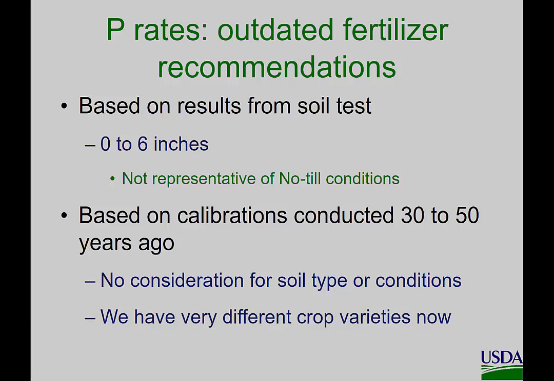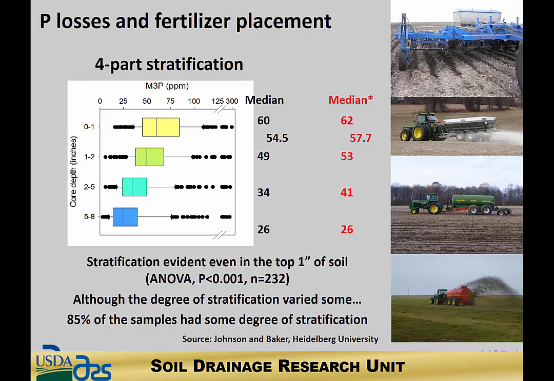Not only that, but our calibrations for soil phosphorus fertility were based on calibrations done 30 to 50 years ago. And they had, at that time, no consideration of differences in soil type or conditions. Plus, we have different crop varieties now. At that time, it was one size fits all. And it worked fine. It got you in the ballpark. It was all right. But it's a different time now, different economically, and we also have issues with water quality. So the point is that we're going to have to be a lot more precise with our phosphorus applications.